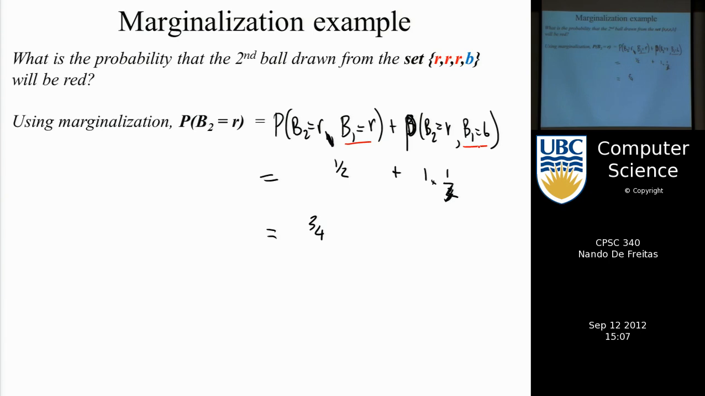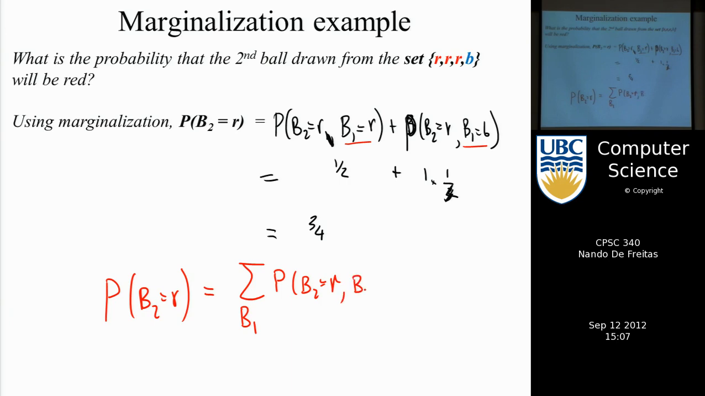Okay? So another way in which we're going to write this is: the probability of B2 being equal to red is equal to the sum over B1 of the probability of B2 equal red, comma B1. That's one way to write it.